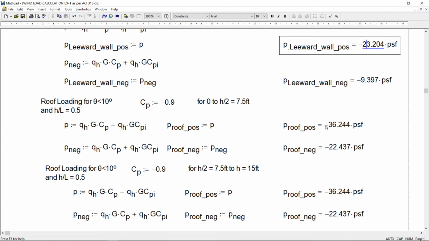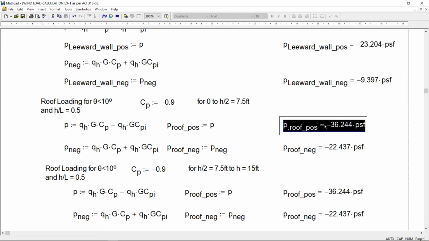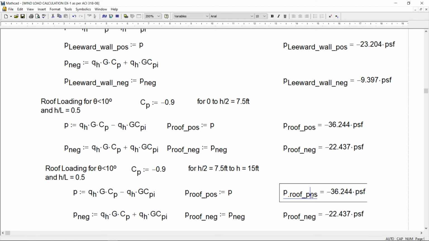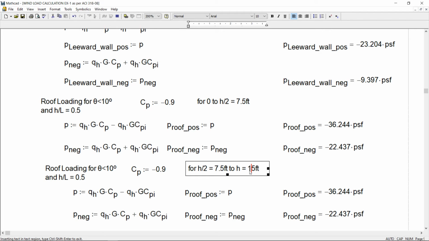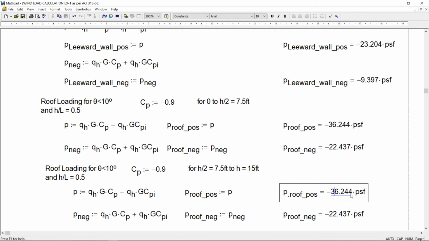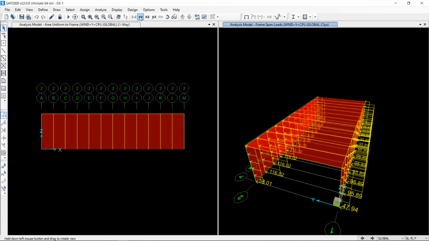And when the GCpi value is taken positive, the roof pressure comes out to be 36.244 for the first quarter of the roof, that is up to 7.5 feet. Then from h by 2 to h, that is 7.5 feet to 15 feet, Cp is again minus 0.9. That means if we combine these two, then from 0 to h, that means up to 15 feet, the pressure will be 36.244, and it is negative, meaning it will be upward. So let us apply this force, 36.244. So let us select roof.